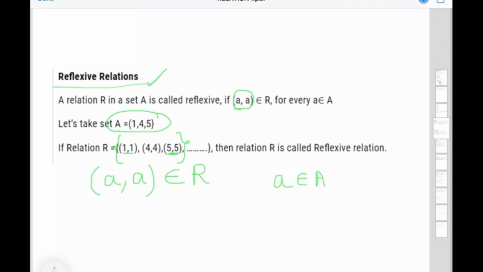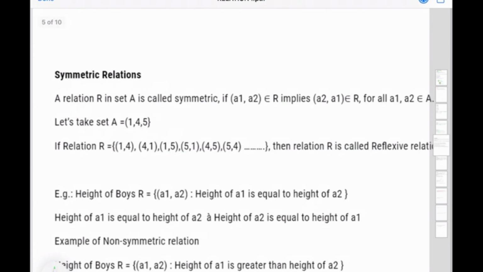Okay, the next one is, so this one is very important, you will get sums also to check whether it is reflexive or not. Next one is symmetric relation. This is also very important, symmetric relation.